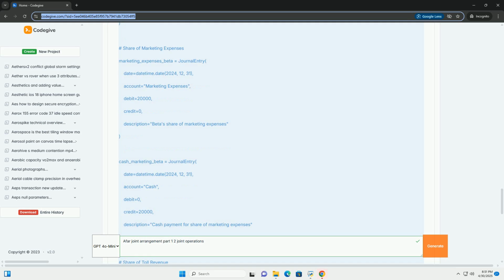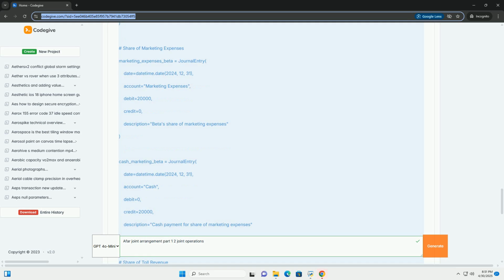Alpha Corp's accounting. Assets: the land contributed to the operation remains on Alpha Corp's balance sheet, accounted for under the appropriate standard, for example IAS 16, property, plant, and equipment. Expenses: operating expenses, $100,000. Share of jointly incurred marketing expenses, 60% of $50,000 equals $30,000.